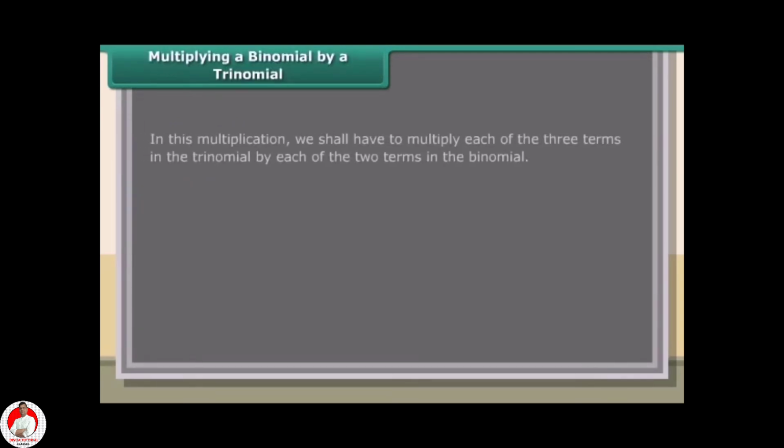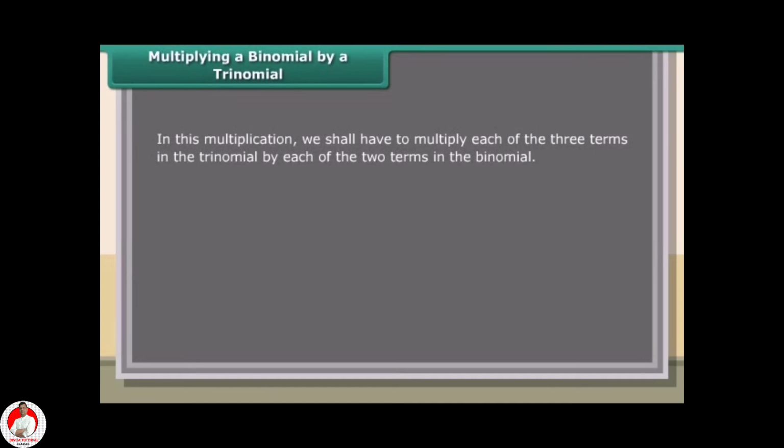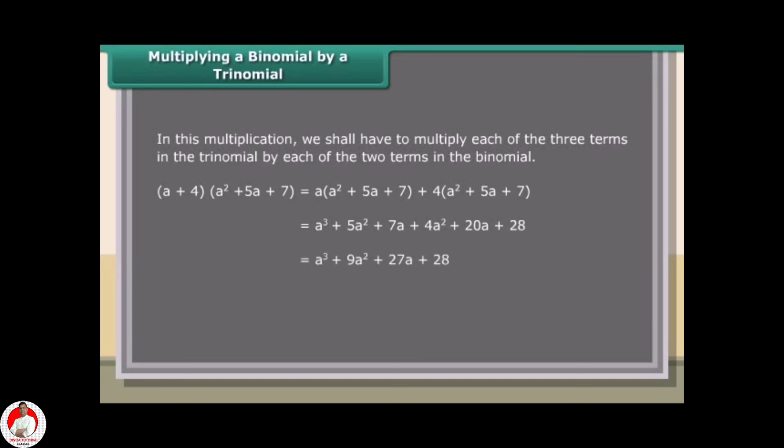Multiplying a binomial by a trinomial. In this multiplication, we shall have to multiply each of the three terms in the trinomial by each of the two terms in the binomial. (a plus 4) into (a square plus 5a plus 7) is equal to a into (a square plus 5a plus 7) plus 4 into (a square plus 5a plus 7), which is equal to a cube plus 5a square plus 7a plus 4a square plus 20a plus 28, which equals a cube plus 9a square plus 27a plus 28.